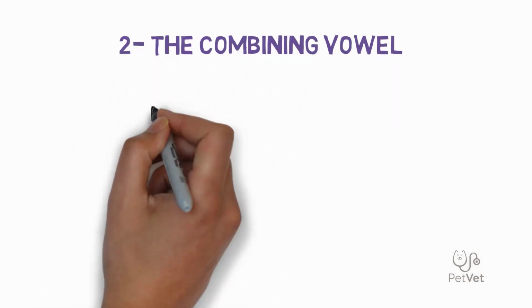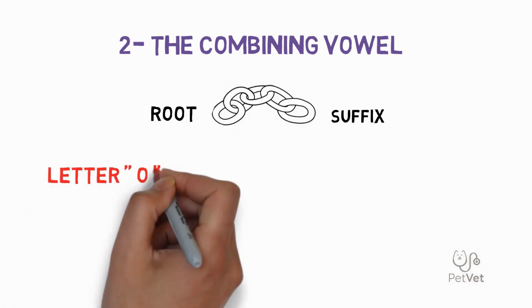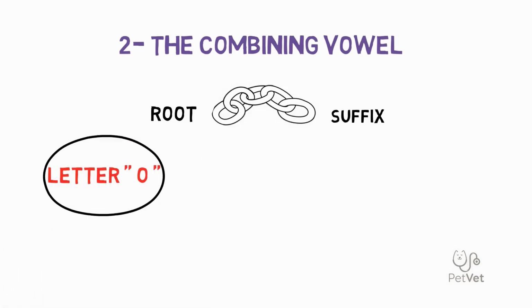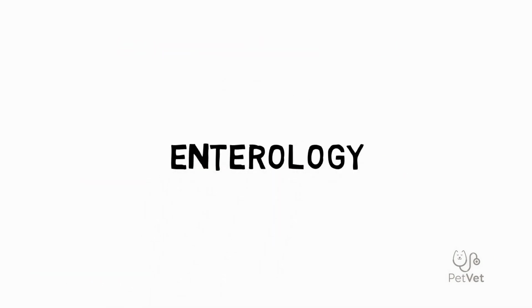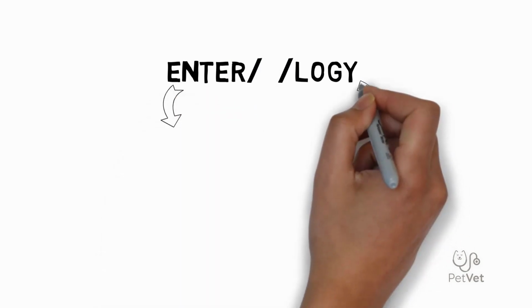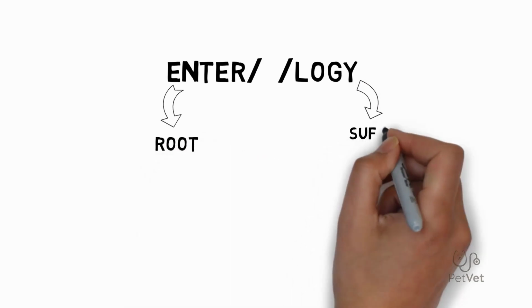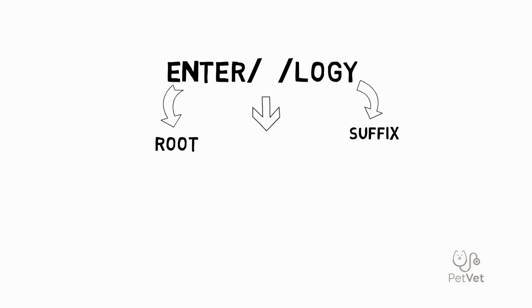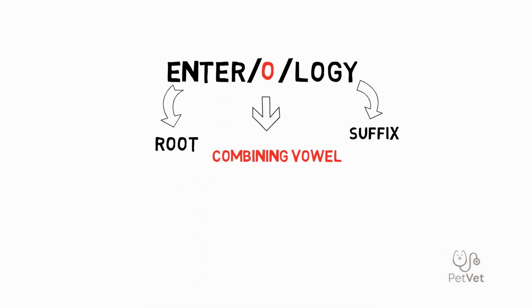The combining vowel is a vowel that is used to link the root to its suffix. In most cases, it is the letter O. The combining vowel has no meaning, and therefore will not affect the meaning of the term. This is an example of how the combining vowel is used. Notice that in order to attach the root enter to the suffix logy, we must use a combining vowel. In this case, it is the letter O.